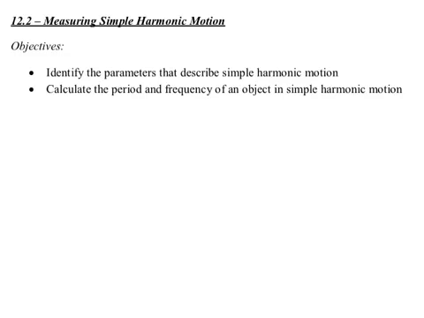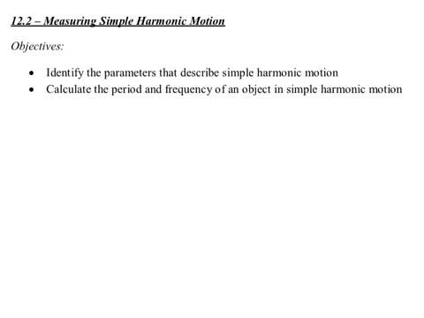So, two objectives. First, we want to be able to identify the parameters. Remember, what are parameters? We talked about this on one of our tests. It was a question: what parameters affect the momentum of an object? And the answer was mass and velocity. It's like what variables. Parameters is another word for variables. You're going to hear it a lot.